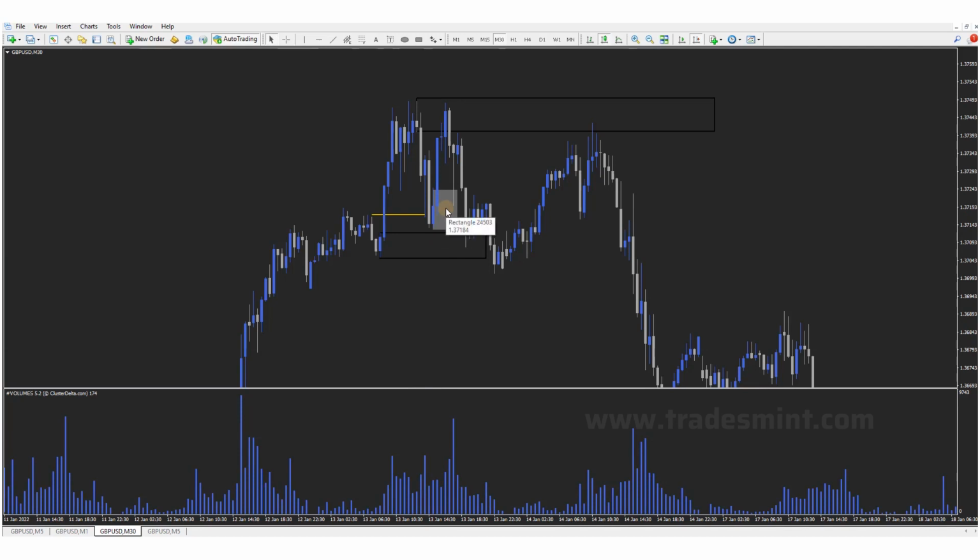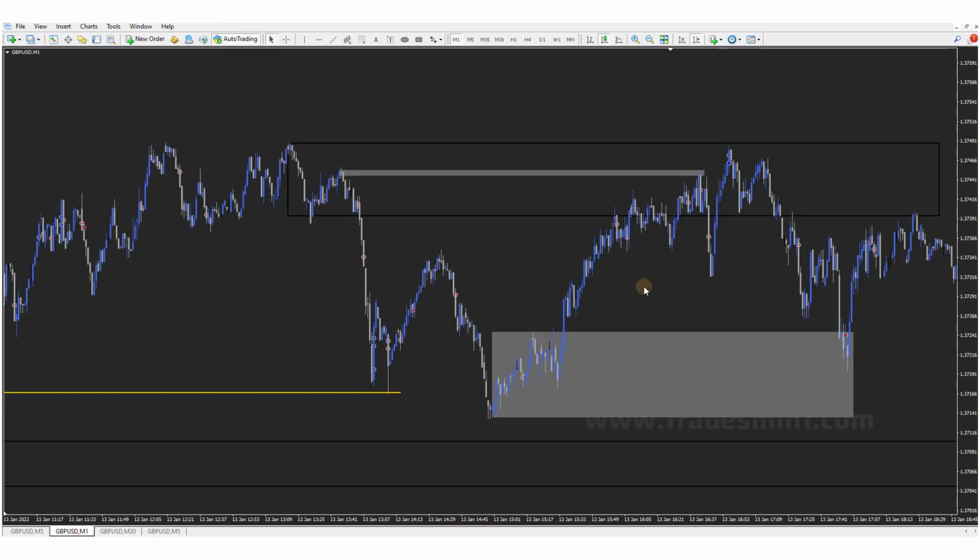In this case there comes the rule, or small law, about two zones close to each other. It was a very small distance, so there are high chances that price wants to also reach the lower demand in this case. So now let's go to the 1 minute time frame.